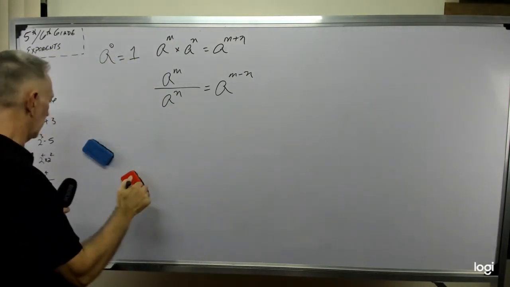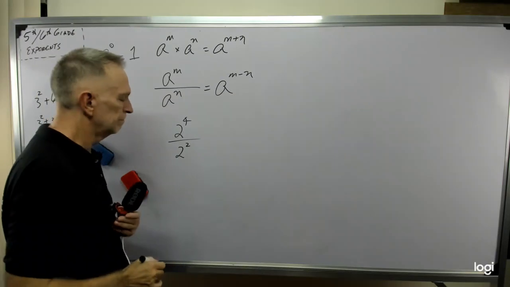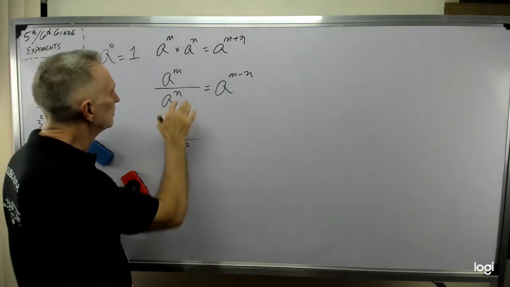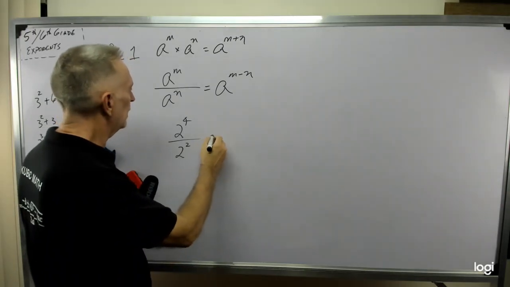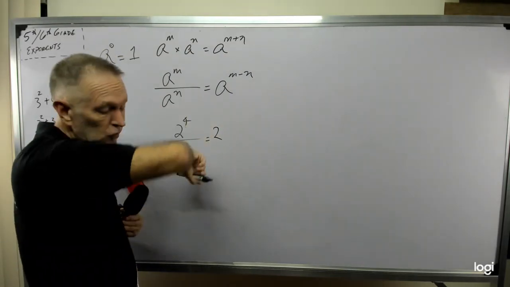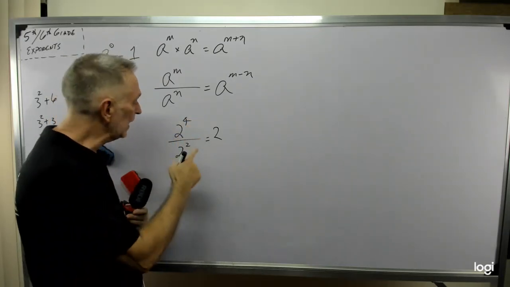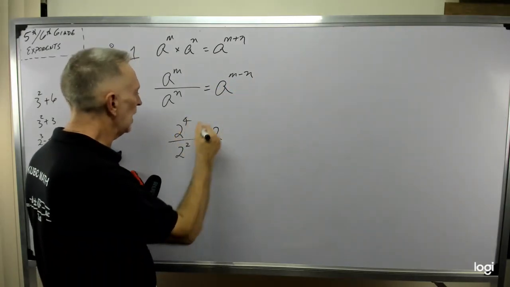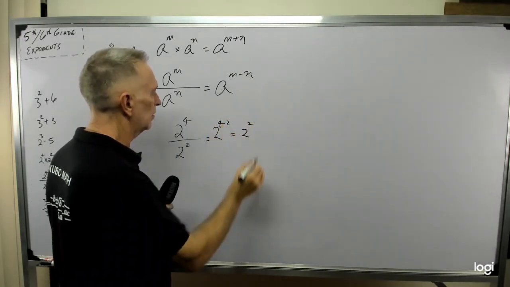Okay, what else we have here? Oh, what about 2 to the 4th divided by 2 to the 2nd? Well, we have that rule right there. Hopefully you're going, there's the rule. It equals a to the m divided by a to the n. A to the m divided by a to the n is a to the m minus n. So 2 to the 4 minus 2. 4 minus 2 is 2. So I end up with 2 to the 2nd power.